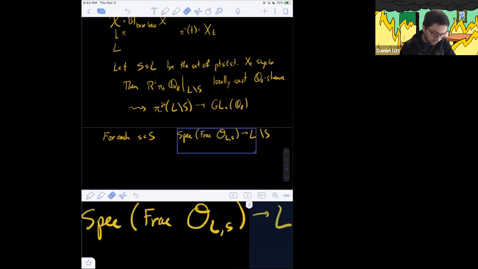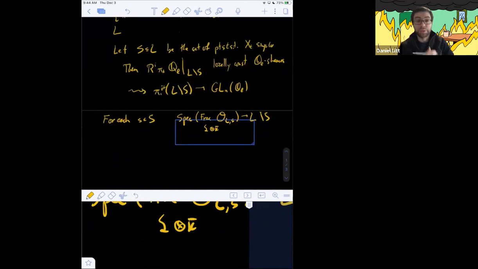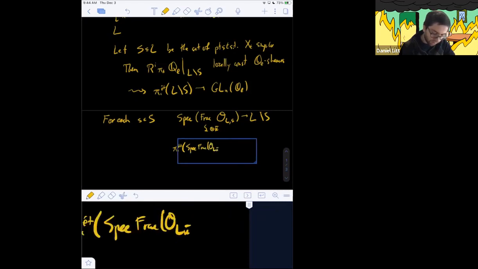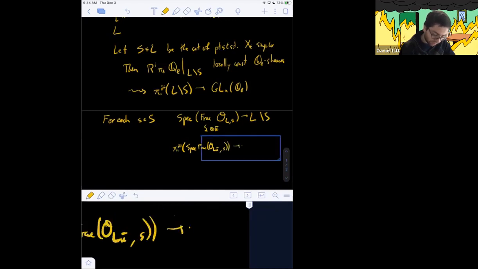So base changing to k bar. So we start maybe over a finite field, but we're always going to be working with geometric fundamental groups. So we'll base change to k bar. So we get a map pi 1 étale of spec of the fraction field of O L k bar comma S, and this goes to pi 1 étale of L minus S k bar.